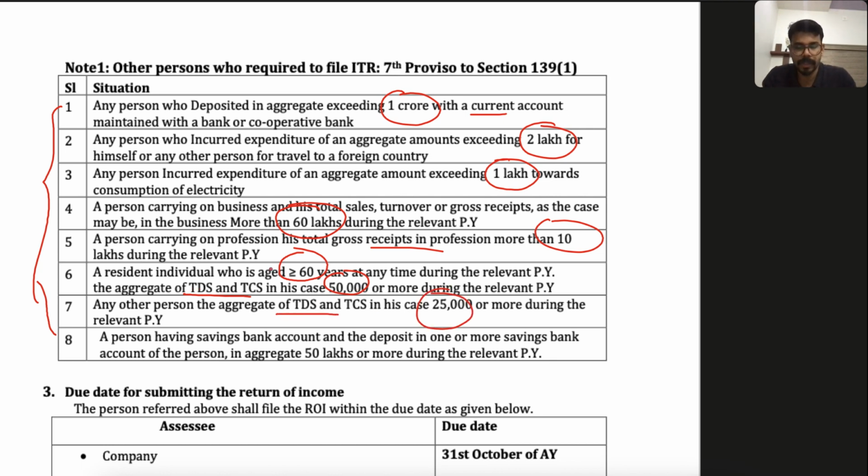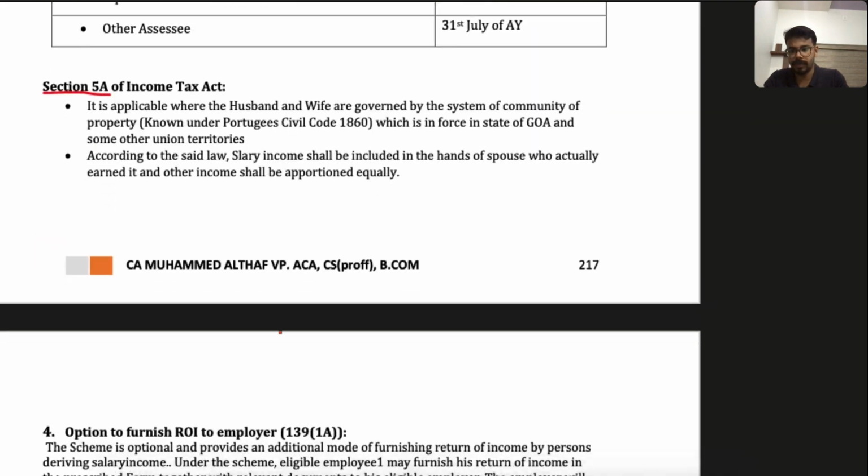Meaning, if it is a senior citizen, then if their TDS and TCS is more than 50,000, they have to furnish a return. If it's other than a senior citizen, then if the TDS and TCS is more than 25,000, then also they have to submit the return. Okay, then a savings bank account, if they have deposited more than 50 lakh, I think all of you might be aware of this.